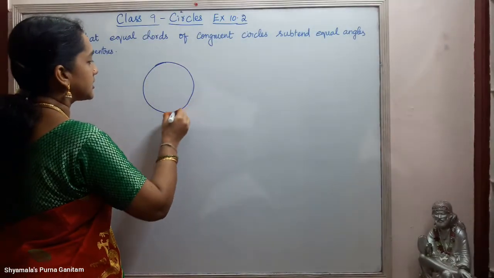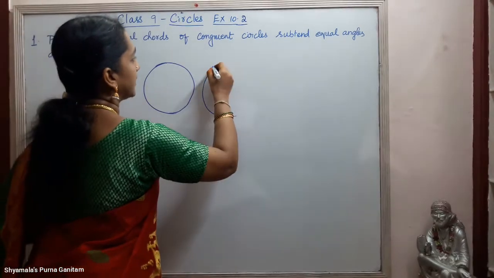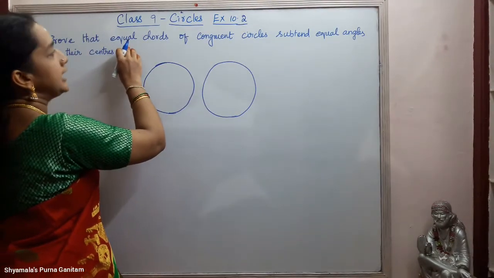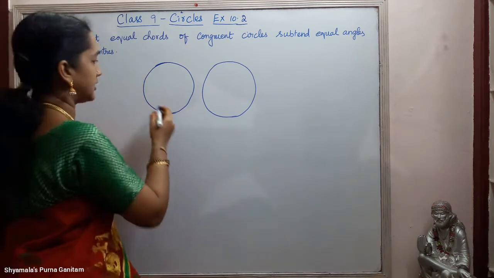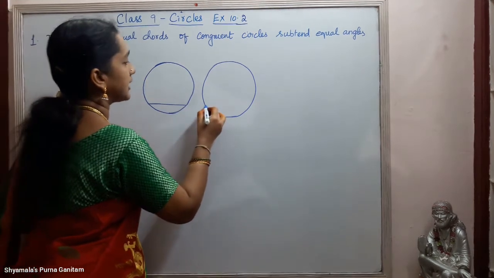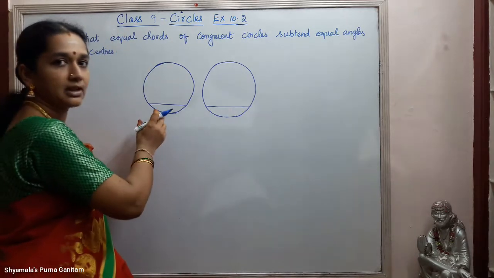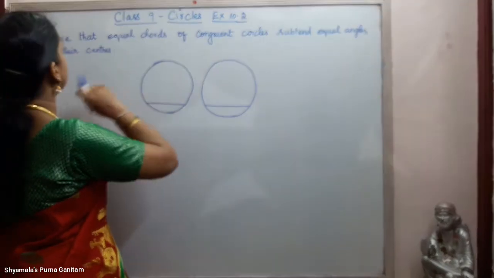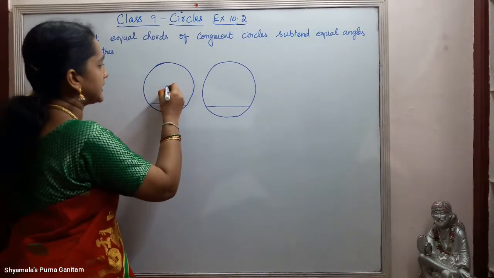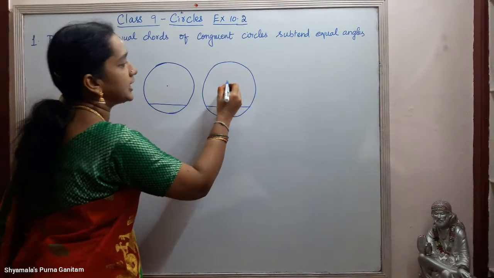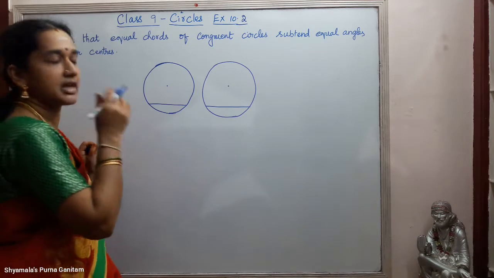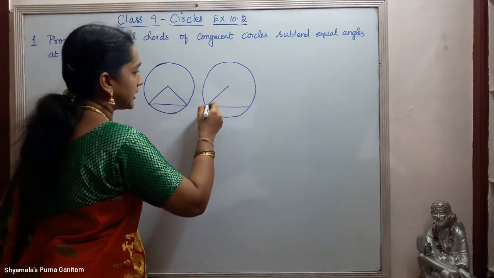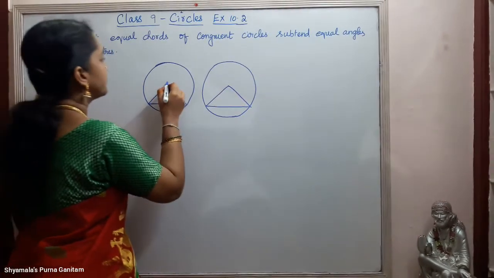So the thing is, two congruent circles are there. Equal chords of the congruent circles. So we will take the chords as equal chords, the length of the chords as equal. They subtend equal angles at their center. That is what we are asked to prove. So we will join the centers with the endpoints of the chords.